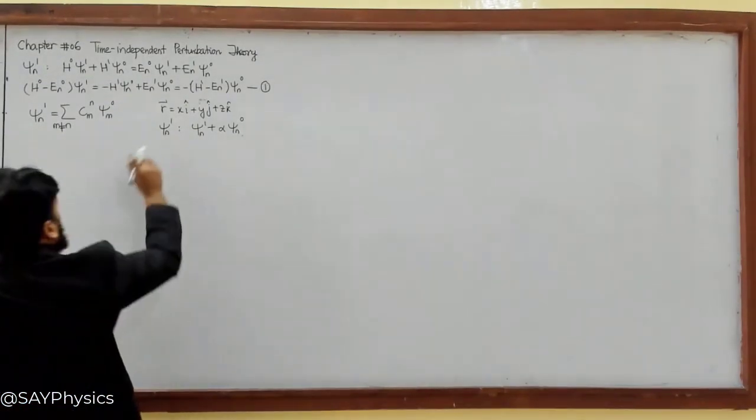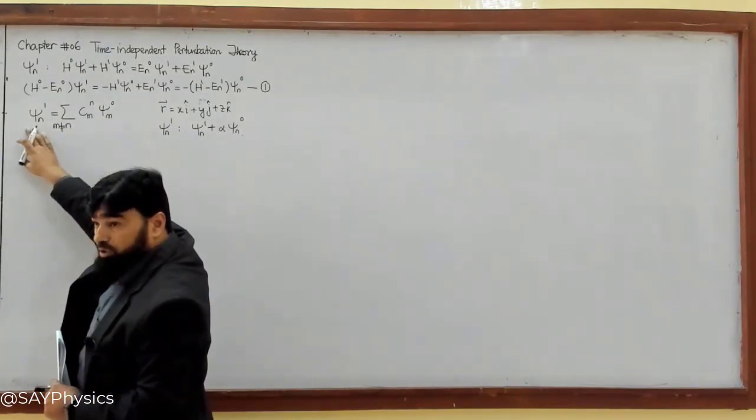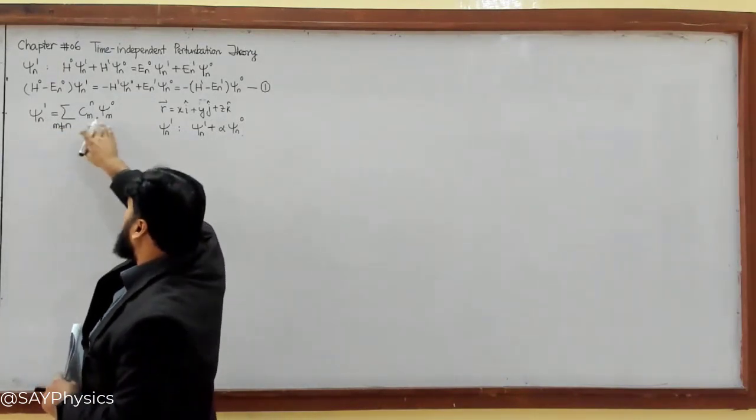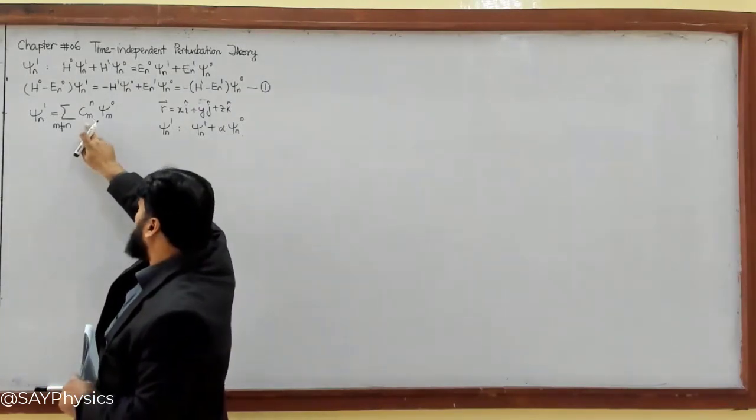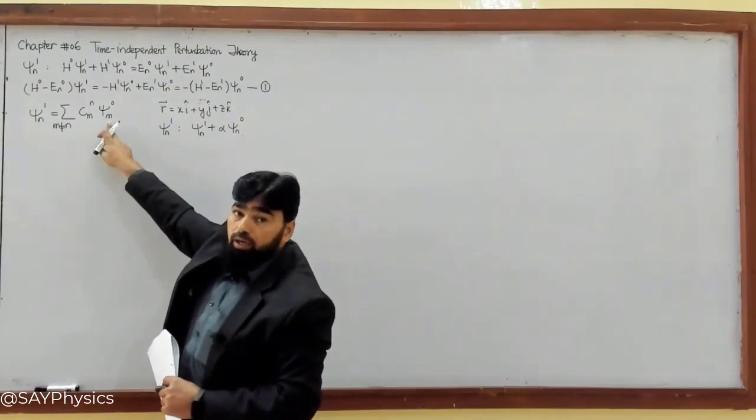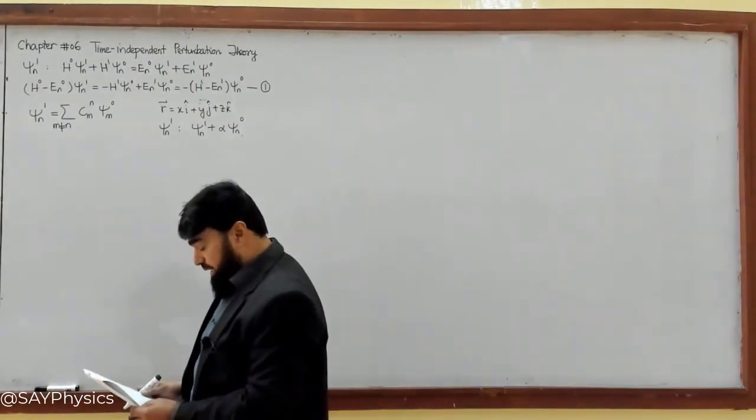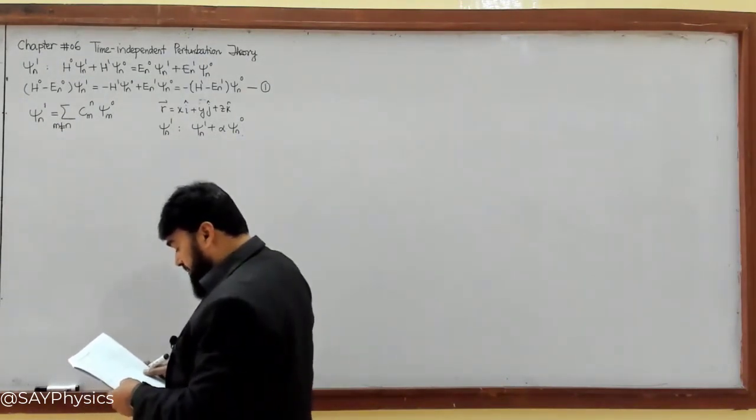Now, whenever we don't know a wave function, we can write it in the form of a linear combination: coefficients multiplied with the orthonormal basis of the Hilbert space. We have already done this probably in chapter number 3.